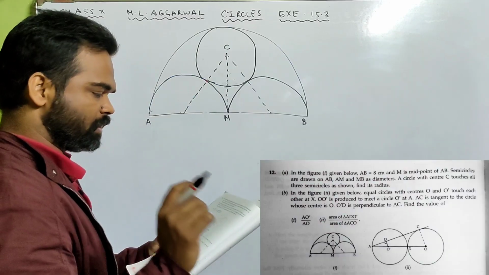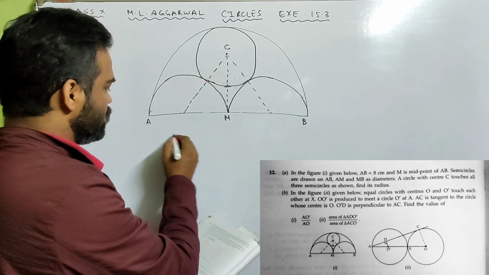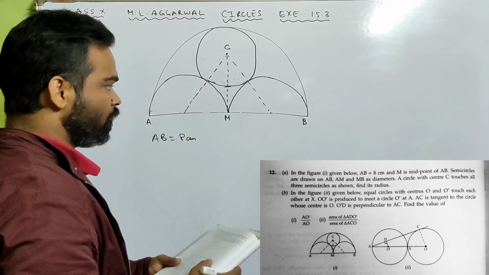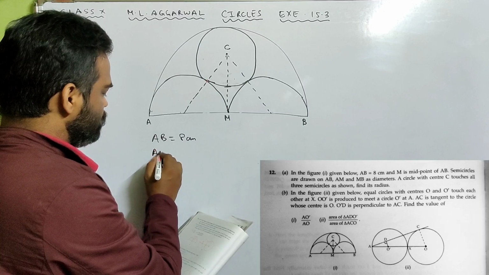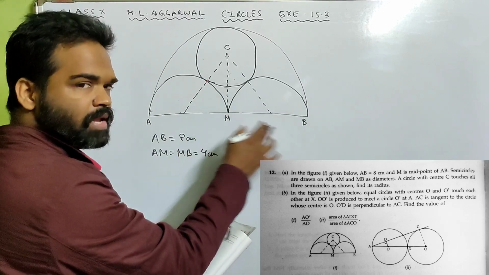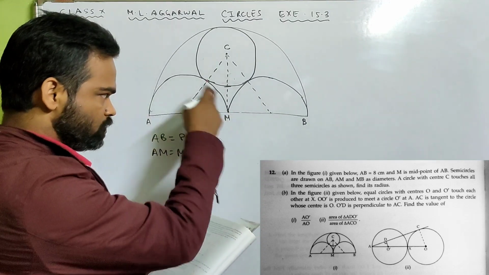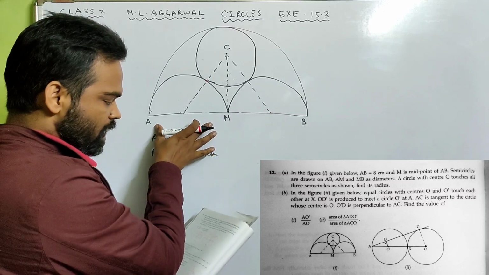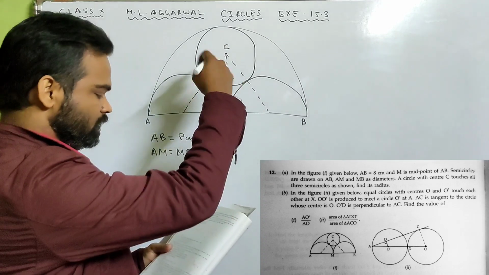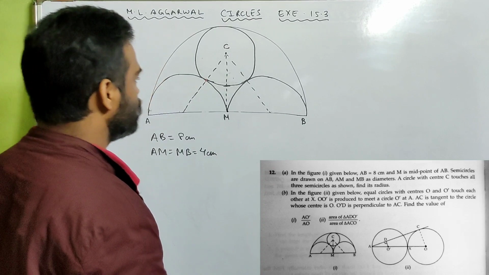Now look at this sum, 12 part A. Very interesting. In the figure given, AB is 8 centimeter. M is the midpoint of AB. So AM will be equal to MB will be equal to 4 centimeter each. Semicircles are drawn on AB, two semicircles if you can see, with AM and MB as the diameter. A circle with center C touches all three semicircles as shown. Find the radius.